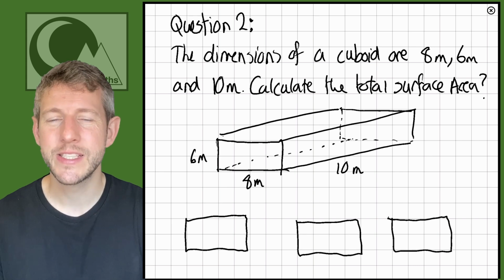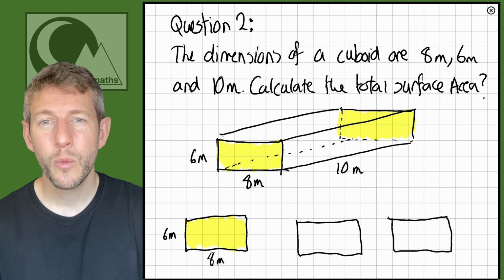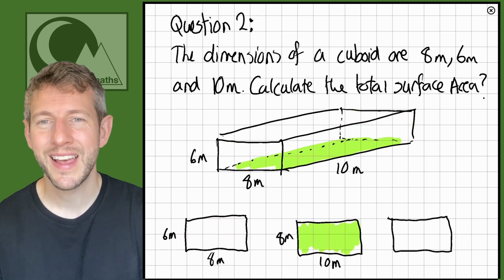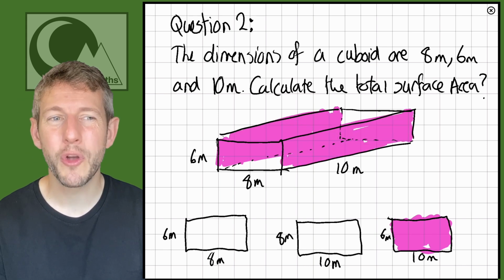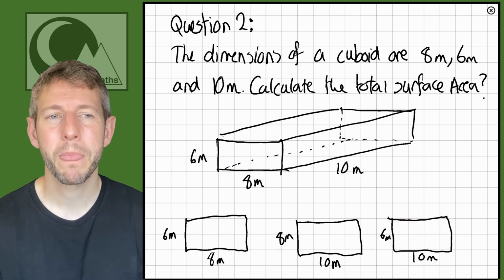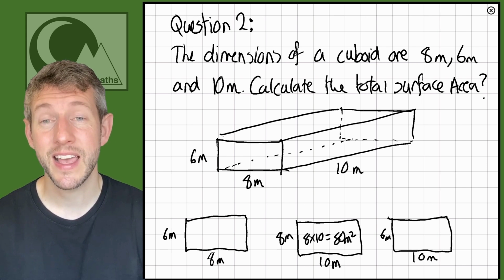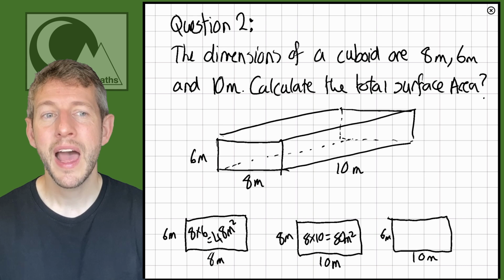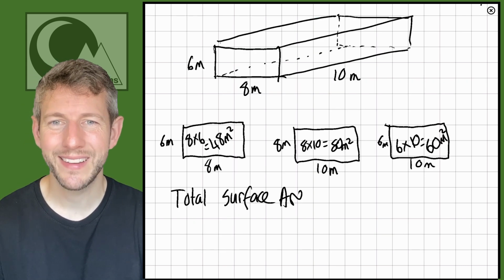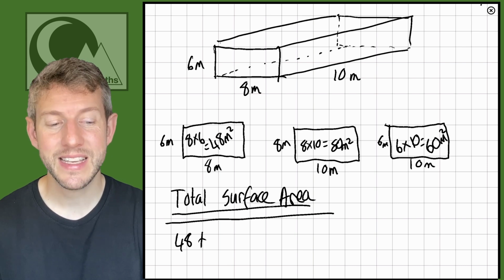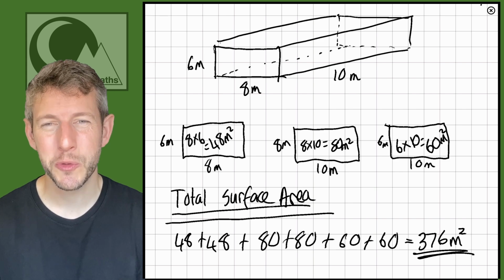Hopefully, what you found is you had a rectangle with dimensions 8 by 6. We had a rectangle with dimensions 8 by 10. And we've got a rectangle with dimensions 6 by 10. Now we've got those, we can work out their areas. So 8 times 10 is 80 metres squared. 8 times 6 is 48 metres squared. And 6 times 10 is 60 metres squared. So we can do 48 add 48, 80 add 80, and 60 add 60. So that gives us 376 metres squared.